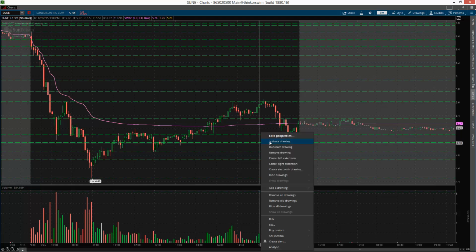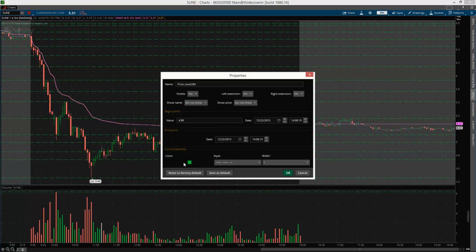And then once you draw your line, you can edit properties, and you can change the color right there. You can change it to red if you want. You can change it from dotted to solid. You can make it thicker. Do whatever you want with it. Okay, and then you can save it as default, so the next time you draw the line, it'll automatically draw it the way you drew it the previous time, so you don't have to keep changing it.